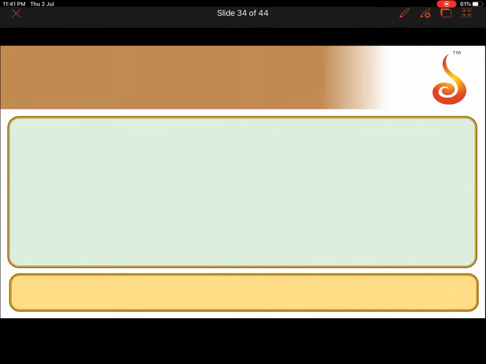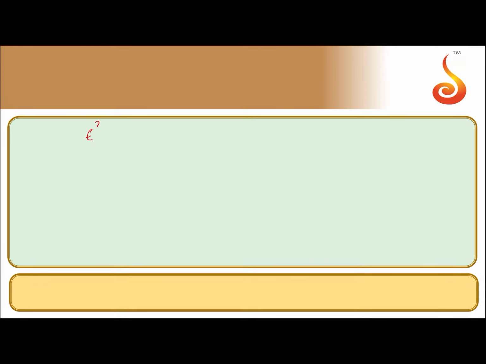So E0 cell is equal to E cathode minus E anode. Cathode is silver, anode is the hydrogen electrode. Silver reduction potential value is 0.8, hydrogen is 0. So E0 cell value is 0.8 volts.